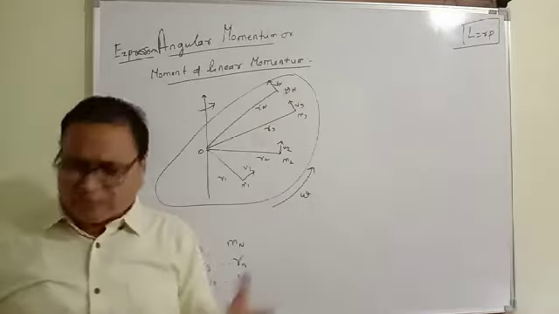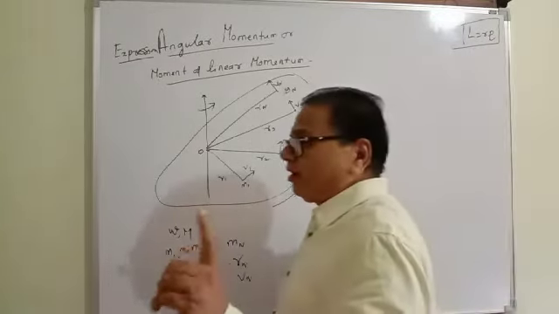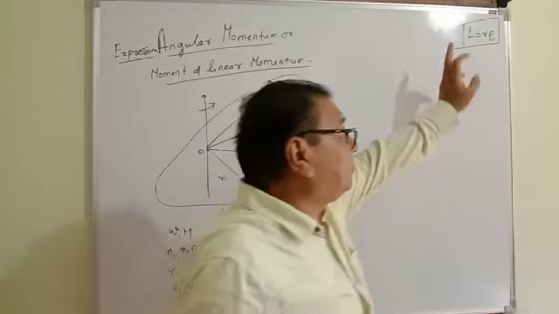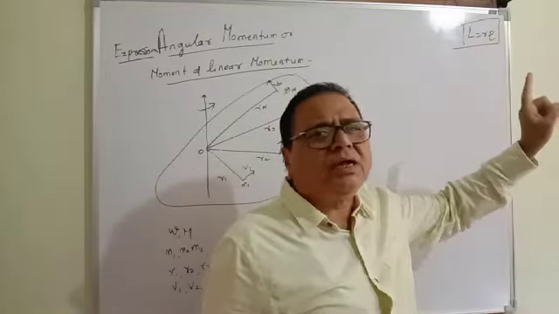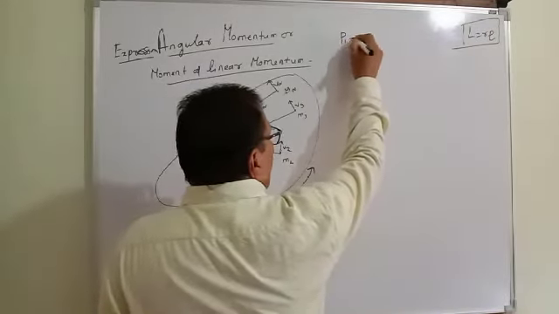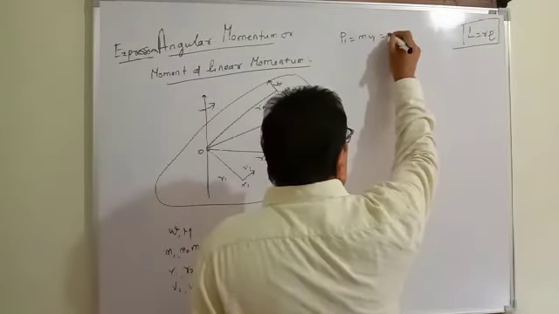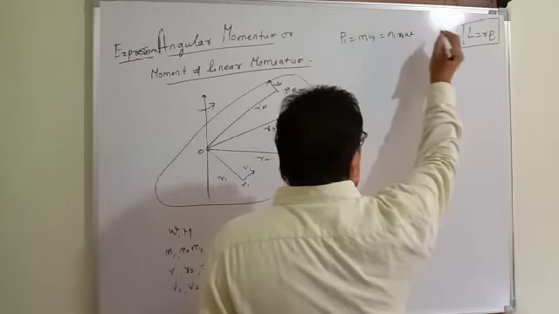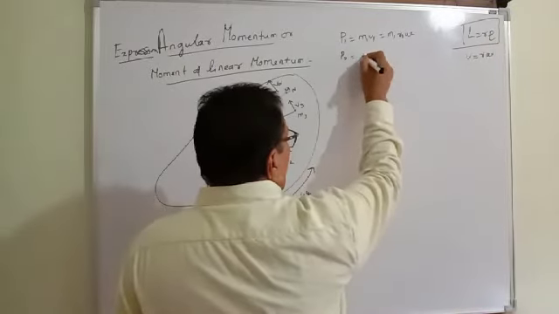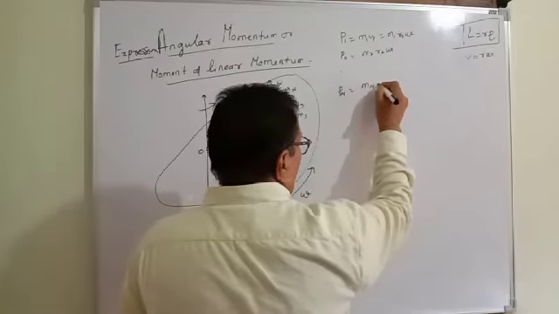So let us proceed to the expression. The expression consists of R and P. That means you have to determine the linear momentum of every particle. In the definition of angular momentum, L is equal to RP, so we need to find the linear momentum of each particle. So the linear momentum of the first particle is P1, mass into velocity, M1 V1. But V is equal to R omega, so P1 is equal to M1 R1 omega. Similarly, P2 is equal to M2 R2 omega, and so on, Pn is equal to Mn Rn omega.